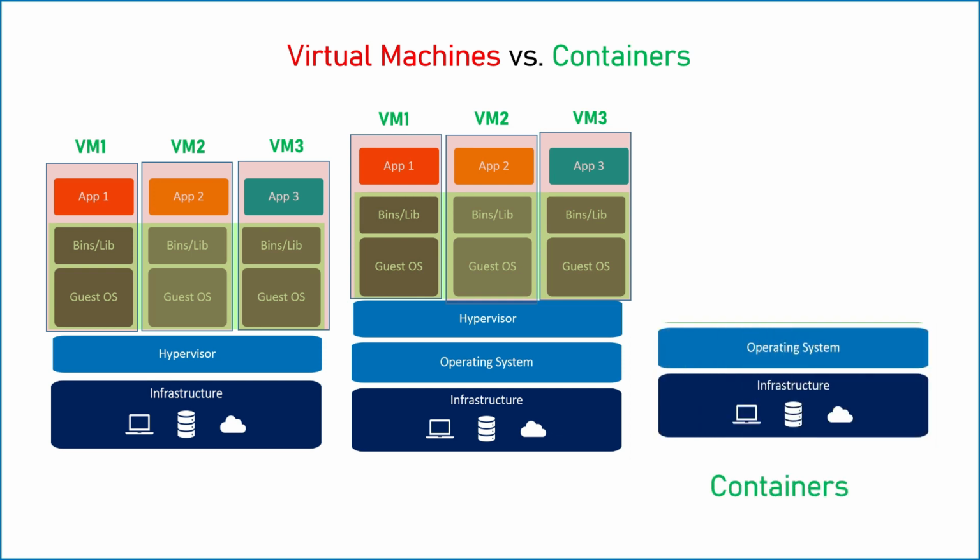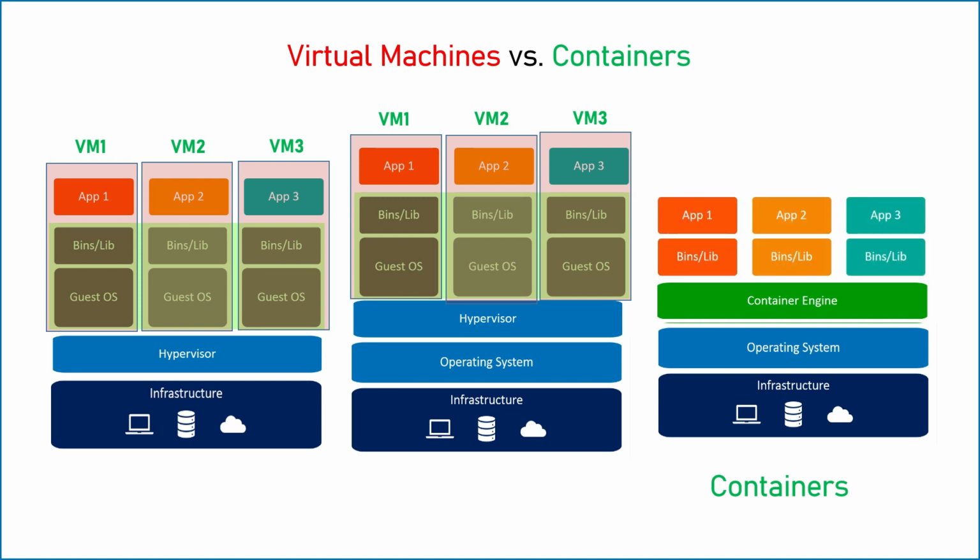But when we talk about containers in comparison with virtual machines, we have our infrastructure hardware. On top of that, we install the operating system, for example Linux. On top of that, you can install the container engine, which is also called the Docker engine. On top of the Docker engine, you can initiate or create different containers, and inside the container you can create your different applications and all of their dependencies.